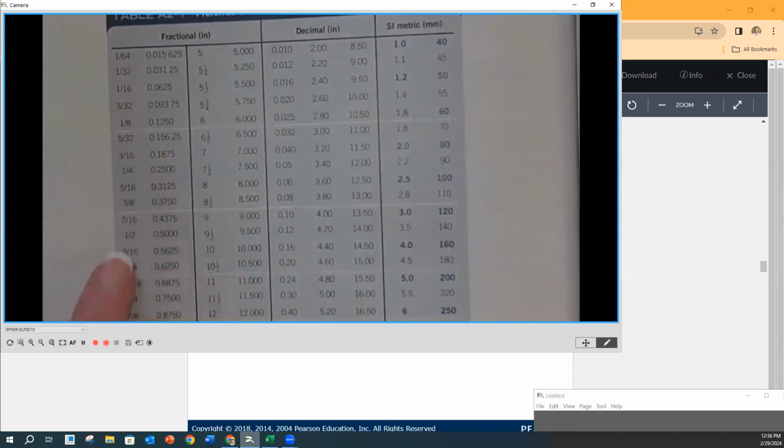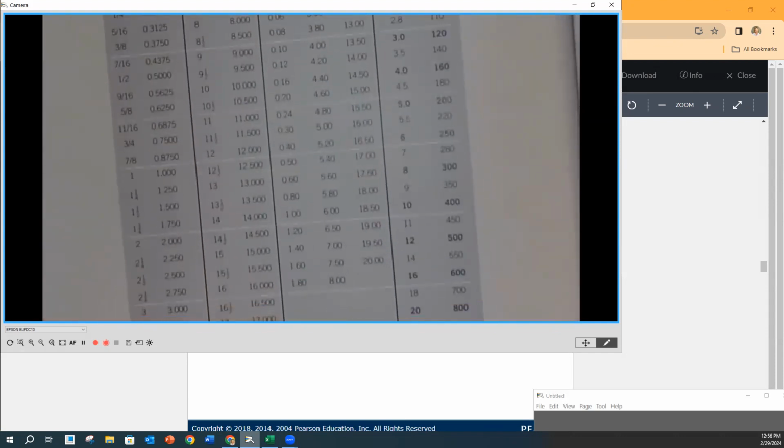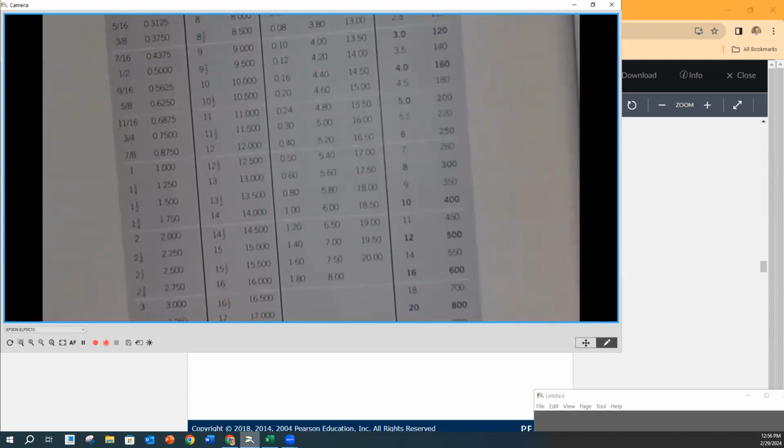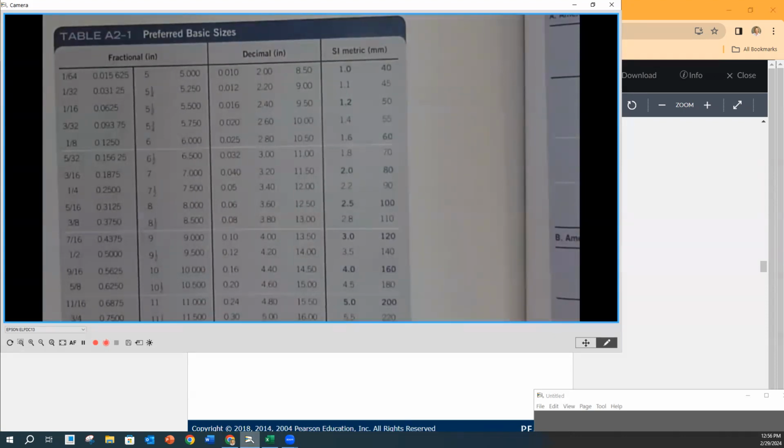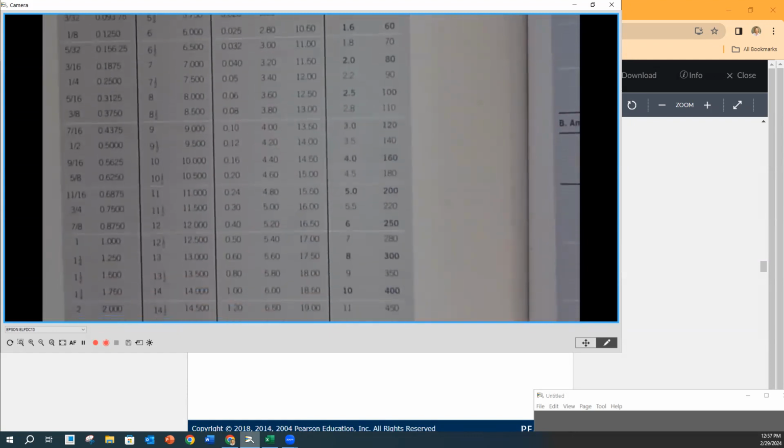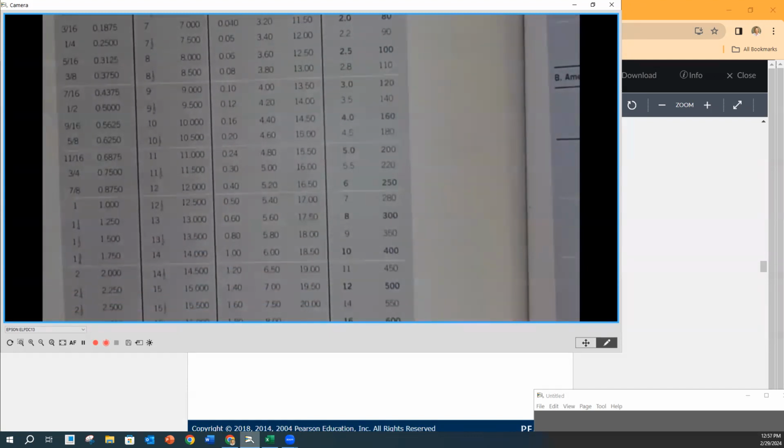As we get larger, you're going to notice that they space out further and further, okay? When we start looking at decimals, these are the inch decimal increments that seem to be the ones that people land on. And in a lot of cases, they correspond to many of the fractional inch. And then lastly, the SI or the metric units, here are the ones that are the preferred sizes for those as well.